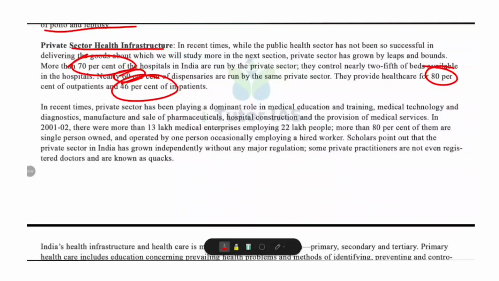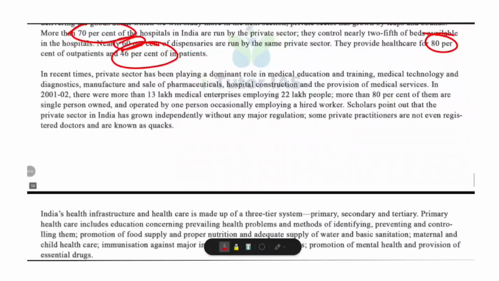Now, the private sector is involved in almost every health-related field. Medical education and training, that means many private medical and nursing colleges provide medical education and training. Then they provide medical technology and diagnostic labs like private labs, scan centers and so on. Then pharmaceuticals, hospital construction and management, general healthcare services, etc. are also provided by the private sector.